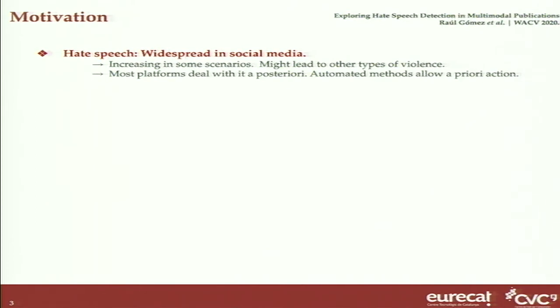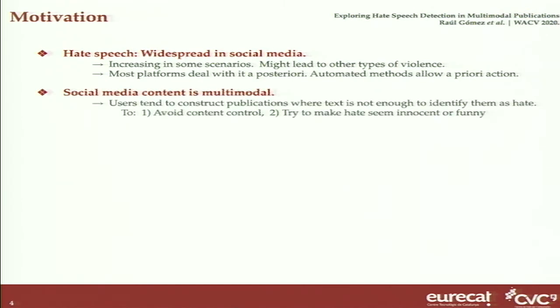Okay, so what are the motivations of this work? The first, that hate speech is widespread in social media, and it's even increasing in some scenarios, unfortunately. And it can lead to other types of violence. Then that social media nowadays is multimodal, and specifically it usually combines images and text. And moreover, users tend to construct hate speech publications where the text is not enough by itself to identify them as hate speech. And they do that for several reasons. One of them is to avoid content control methods, and the other is to try to make hate seem more innocent or funny using those images.